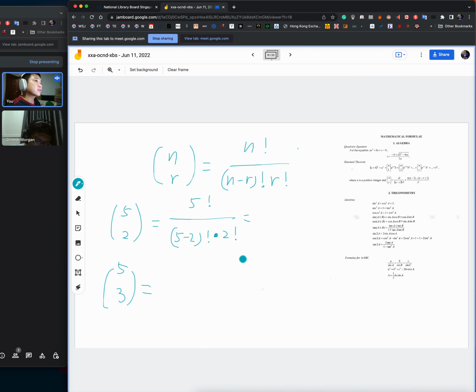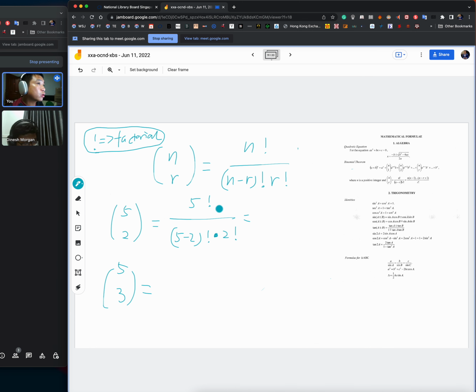How do you key in 5 factorial in your calculator? I hope you know. Do you know how to key in 5 factorial in your calculator? So the exclamation mark is factorial. Just look for the exclamation mark. If you don't see it, never mind. Just go and explore with your classmates or your teacher.